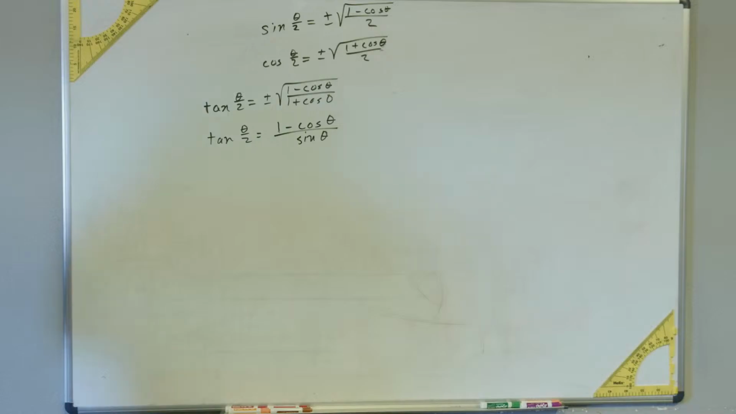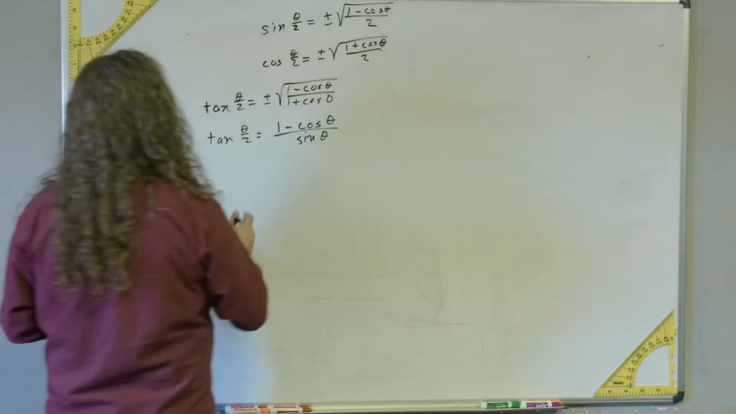That means that sine theta over 2 is equal to cosine theta over 2. Because... What are you saying? No, it isn't because of plus or minus. Dang, I was so excited.